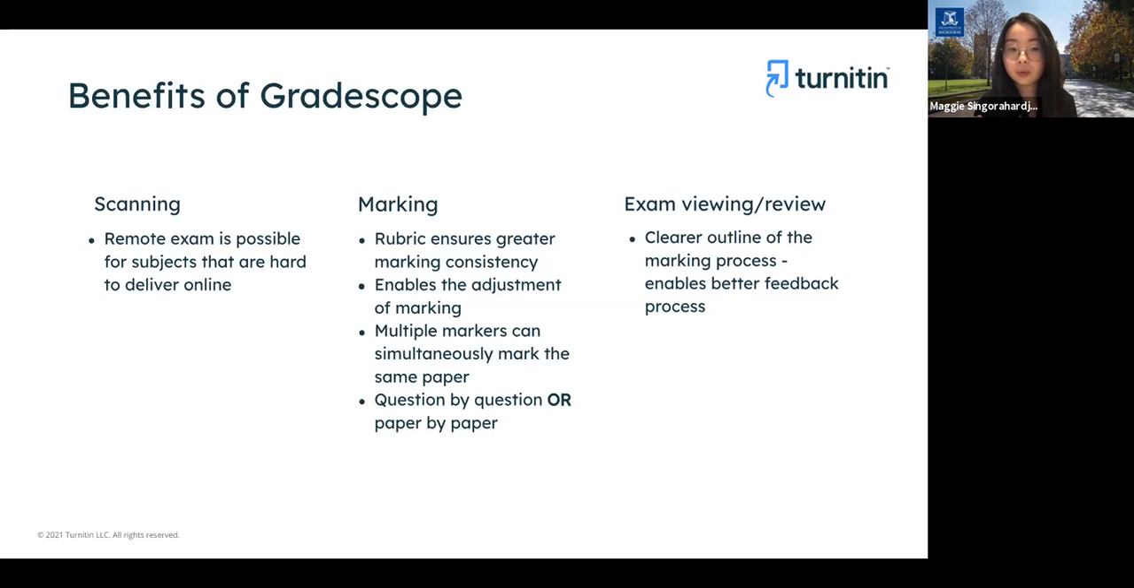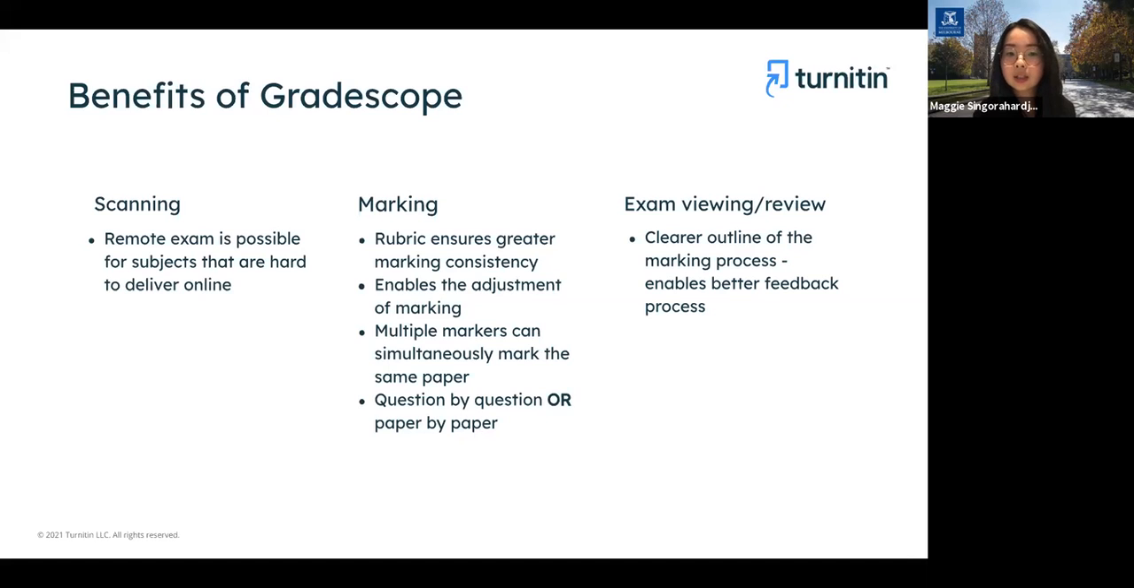In terms of the way we mark, we could either mark question by question or paper by paper. And in Gradescope, this is really easy, whether it's just a difference between clicking the left and right arrow keys or the up and down arrow keys. And then you should be able to navigate through the papers easily.